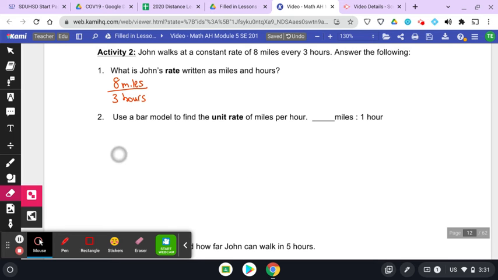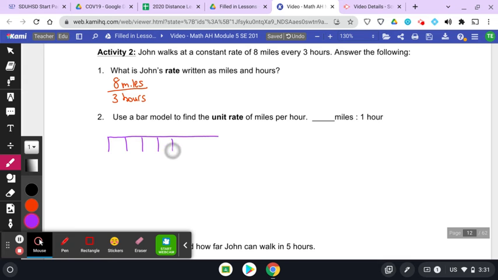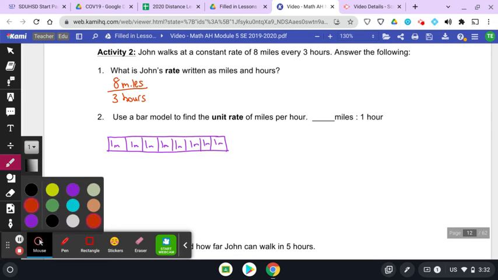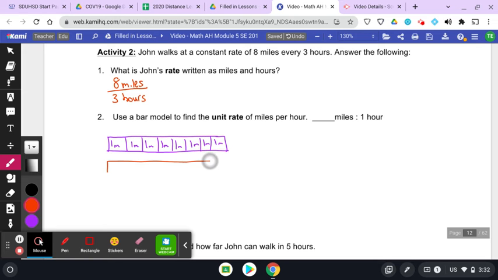Third time is a charm. Use a bar model to find the unit rate of miles per hour. Now, I'm typically not going to draw a bar model to do this, but one time we'll give you a visual. We have 8 miles. Labeling it all up. 1 mile, keep going 8 times. And down below we have 3 hours.